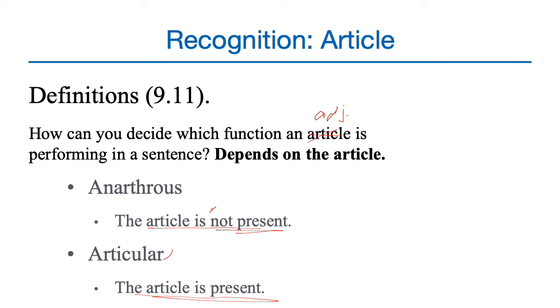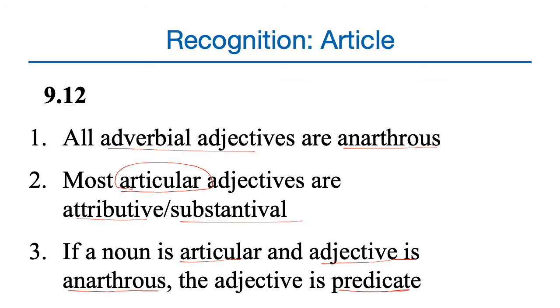Here's the big word, anarthrous. The article is not present. This is an adjective without an article. Articular, guess what? It means the article is present. The adjective takes an article. That is how you recognize how the adjective is functioning in a sentence.